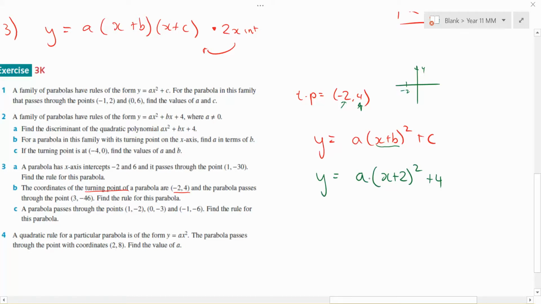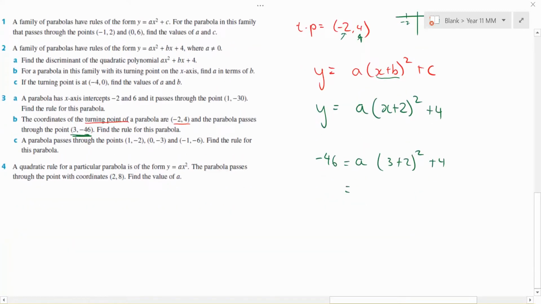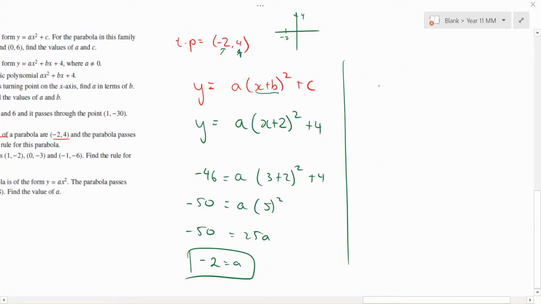It tells you it passes through 3, negative 46. Then when x equals 3, you get negative 46. So a(3 plus 2) squared plus 4. Let's see. Minus 4 on both sides, that becomes negative 50. A times 5 squared becomes 25a. Negative 50, and divide both sides by 25. Negative 2 equals a. So that means my equation must be y equals negative 2(x plus 2) all squared plus 4.